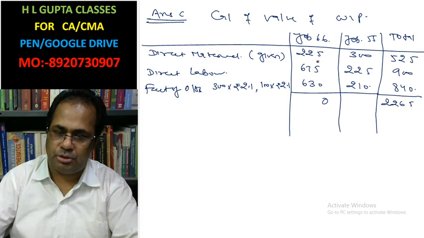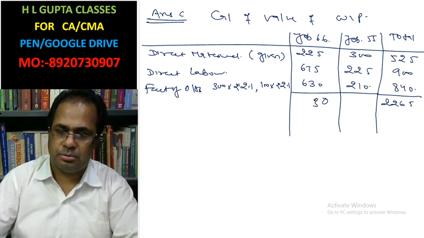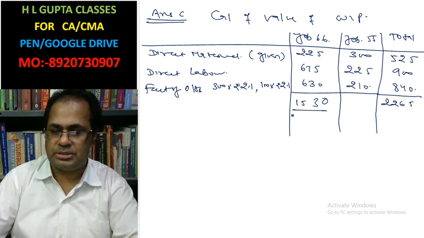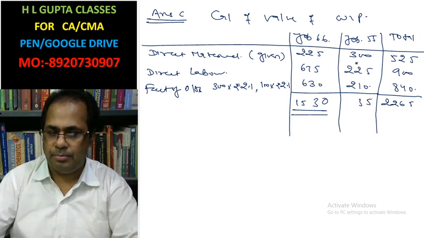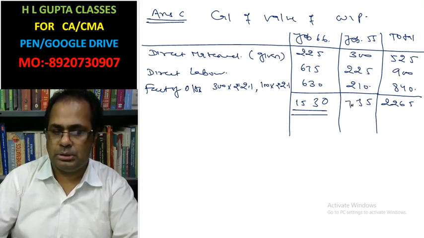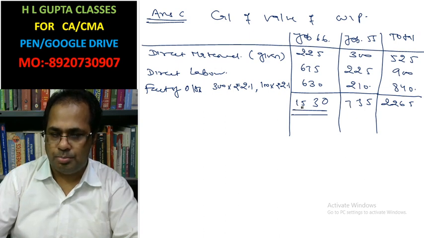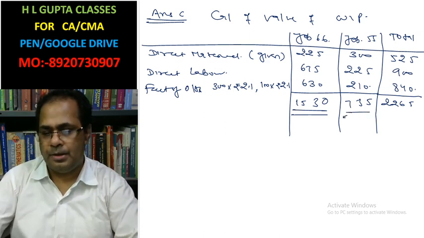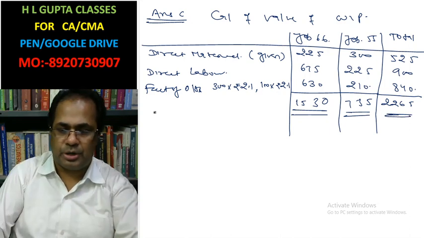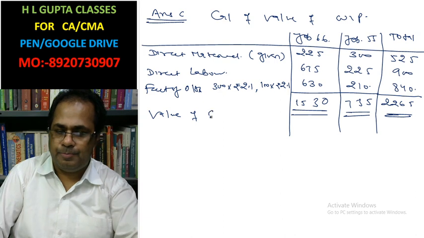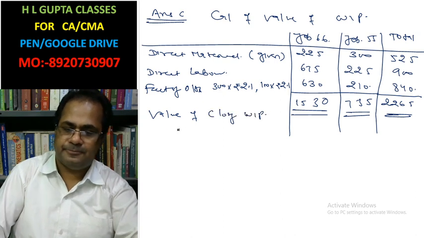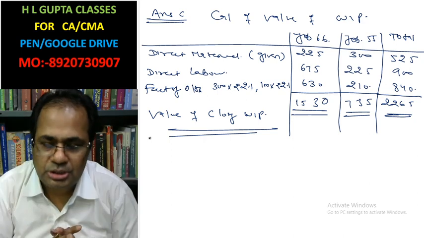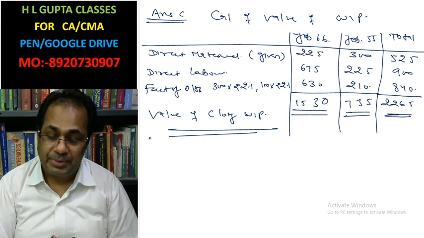Closing work in progress is 1530 and 735. Together this is your value of closing work in progress. So this was the question, which I have completed by separate working notes.